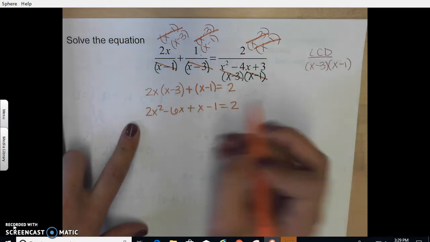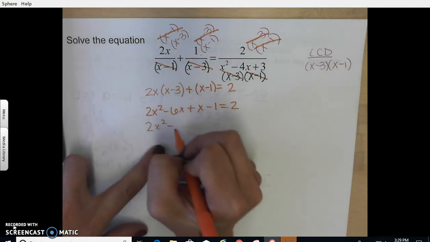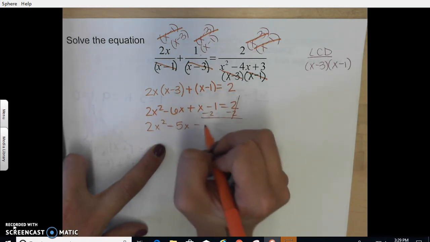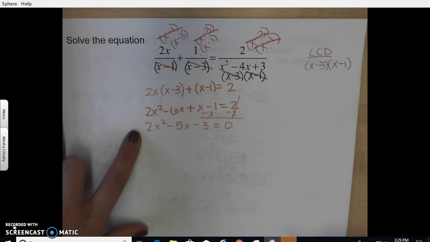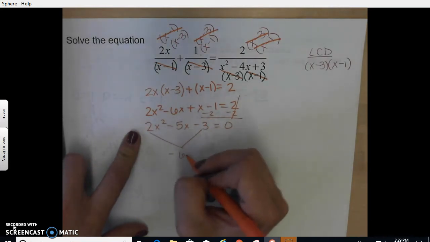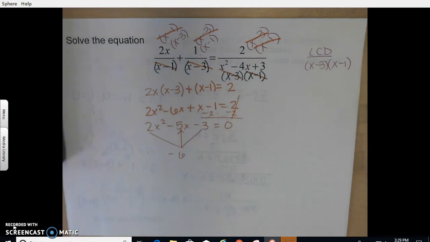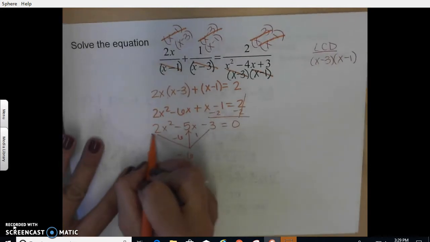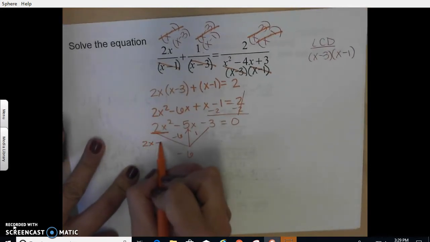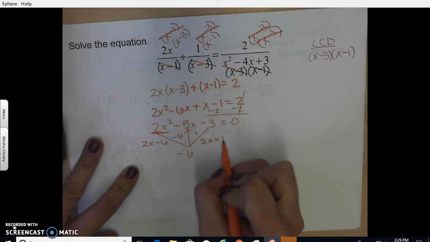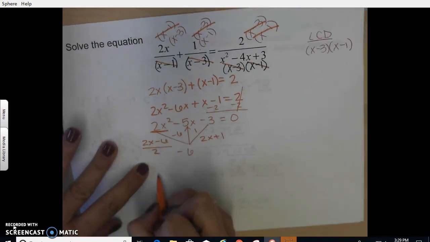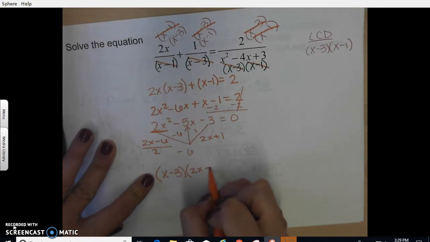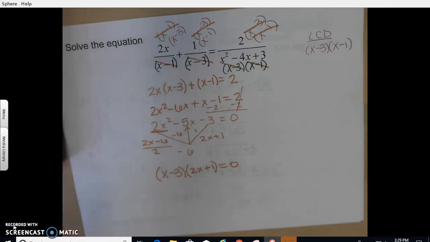1 equals 2. Simplify: 2x squared minus 5x. I'm going to subtract 2, minus 3 equals 0. Factor: what multiplies to negative 6 and adds to negative 5? Negative 6 and 1. Since I have an a value, I have to do 2x minus 6 and 2x plus 1. I can divide this factor by 2, which means my first factor is going to be x minus 3 times 2x plus 1 is equal to 0.